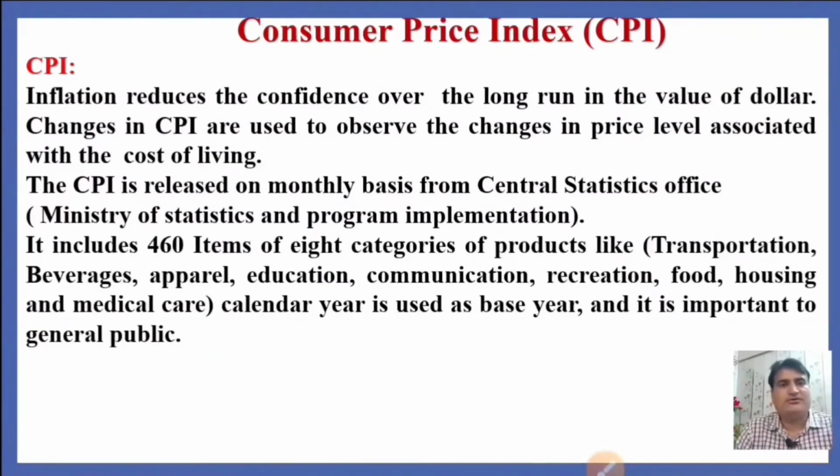CPI includes 460 items in 8 categories of product. What are those items? Transportation, beverages, apparel, education, communication, recreation, food, housing and medical care. The calendar year is used as the base year in CPI, and it is important to the general public.